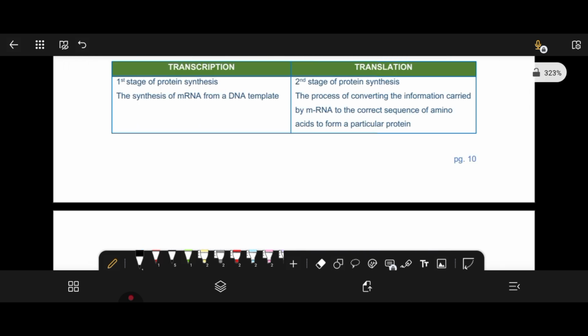Now let's talk about transcription and translation. Transcription is the first stage of protein synthesis. Most students tend to mix the two. They think that translation happens first and then transcription. No, transcription happens first. As you can see here, it is the first stage of protein synthesis. And then translation, which is the second stage of protein synthesis, happens after transcription.